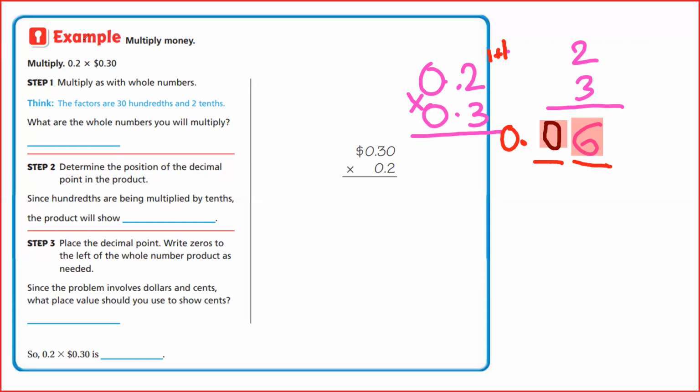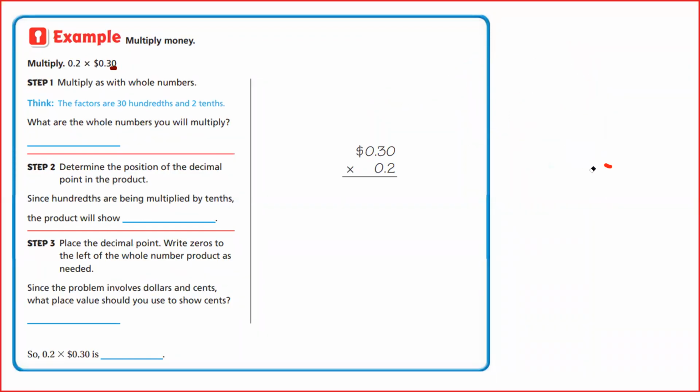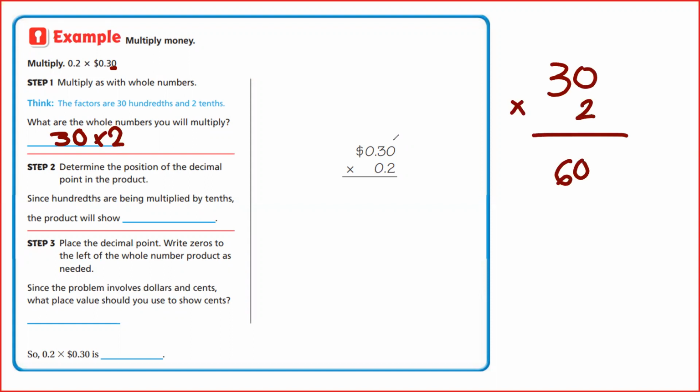Let's see, they are the same because adding 0 to the right doesn't matter. So if you want to multiply it as 30, okay, let's see. What are the whole numbers you want to multiply? 30 times 2, which is 60. You put the answer as 60. Then, how many decimal digits do we have? 1, 2, 3. Then, 1. Oh, sorry, let's change it.